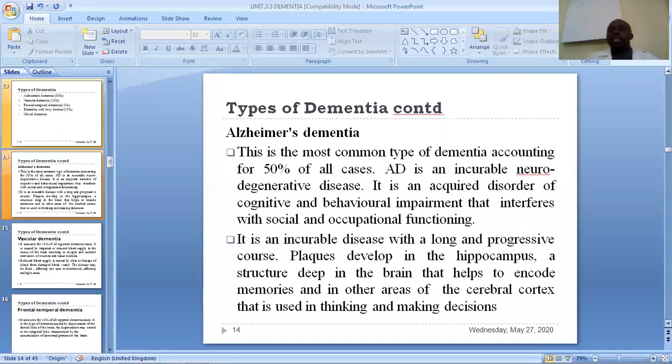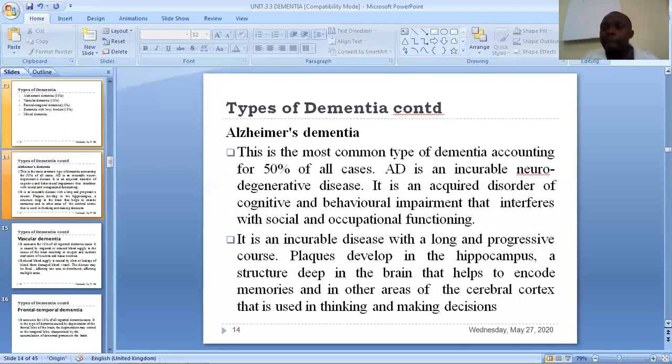Meaning that once someone has got Alzheimer's disease, there can be some damage to the brain tissues, which disturbs someone's intellectual functioning and someone's cognitive skills. Hence, if someone is working, then there will be an impairment in the occupational functioning. So it is an incurable disease with a long and progressive course. What happens there is that plaques develop in the hippocampus. What are these plaques? They are more like accumulation of degenerative proteins in the brain tissue.